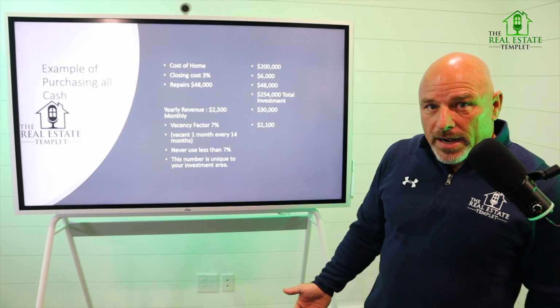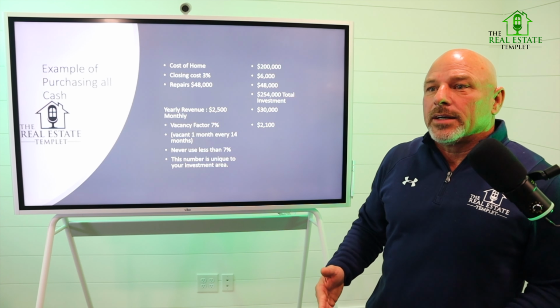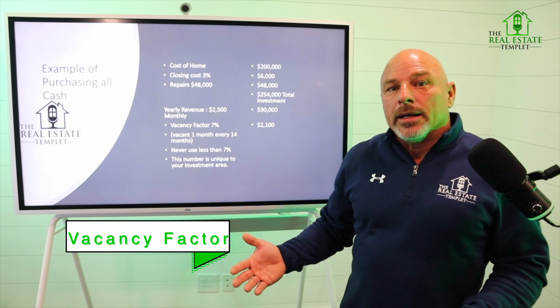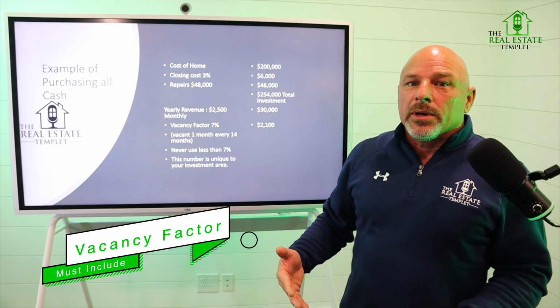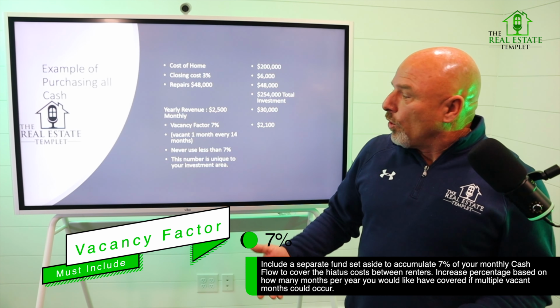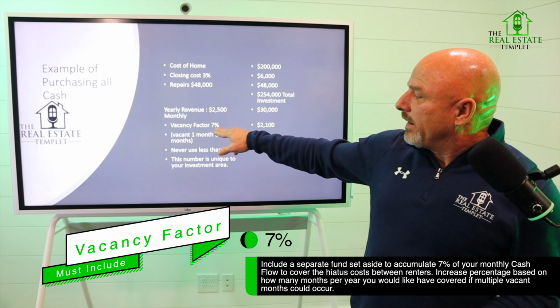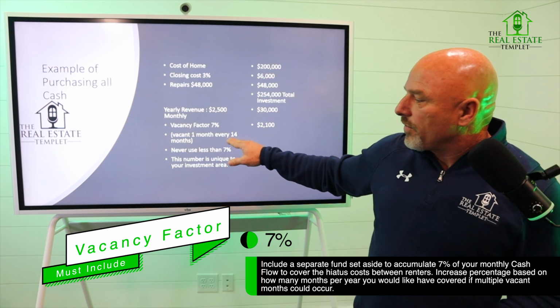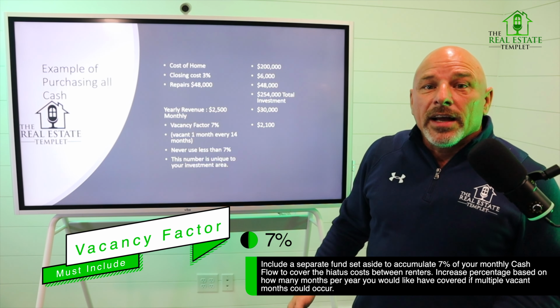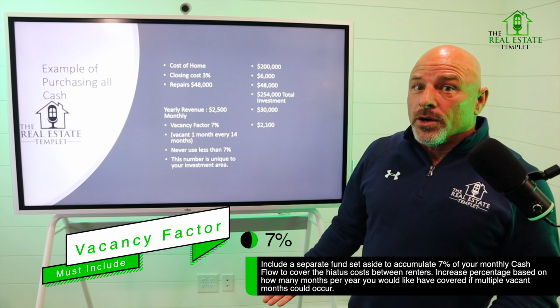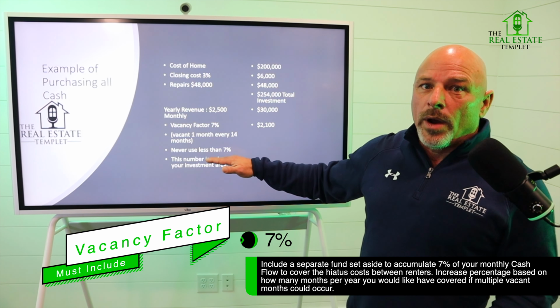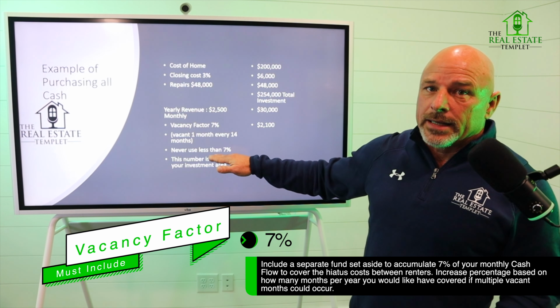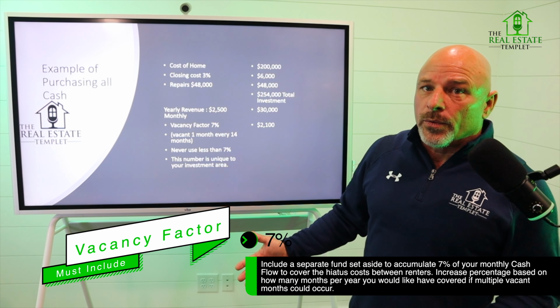What is vacancy factor? So vacancy factor says I'm going to factor in that every so many months that property is going to change renters. So in my scenario, I'm using a 7% vacancy factor, which is 1 month every 14 months. I think that's very conservative. For what we do and where we invest, that is way, way, way conservative. We don't rent like that. We usually get at least a couple of years out of our renters.